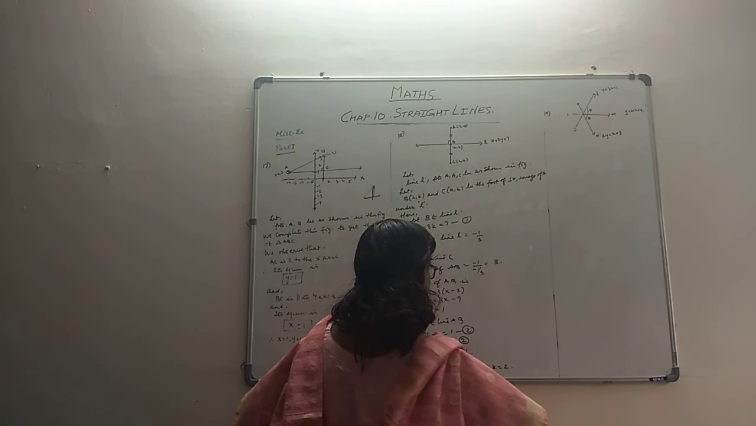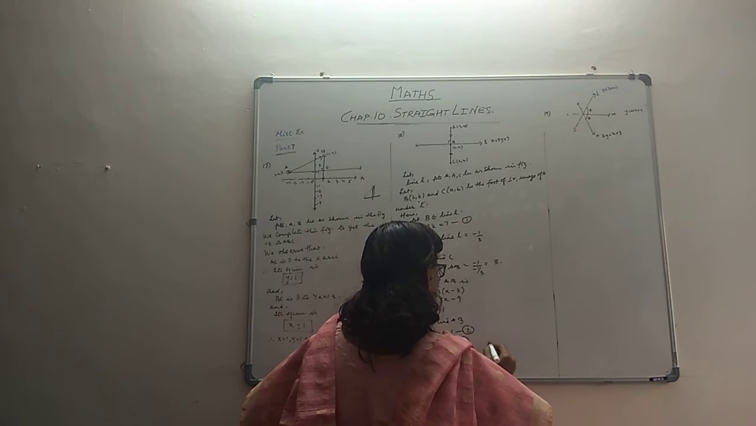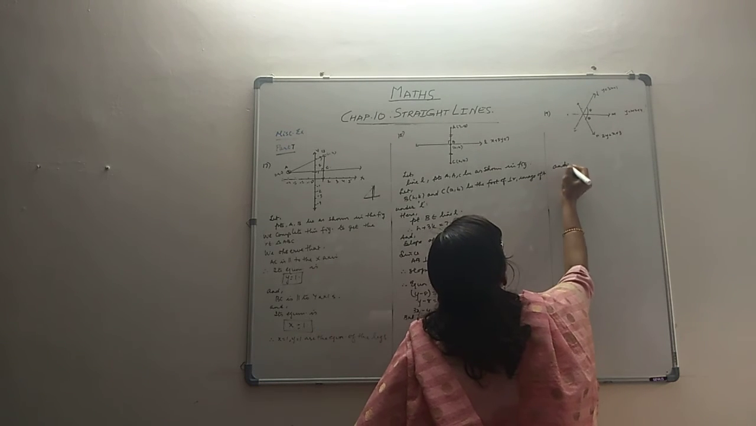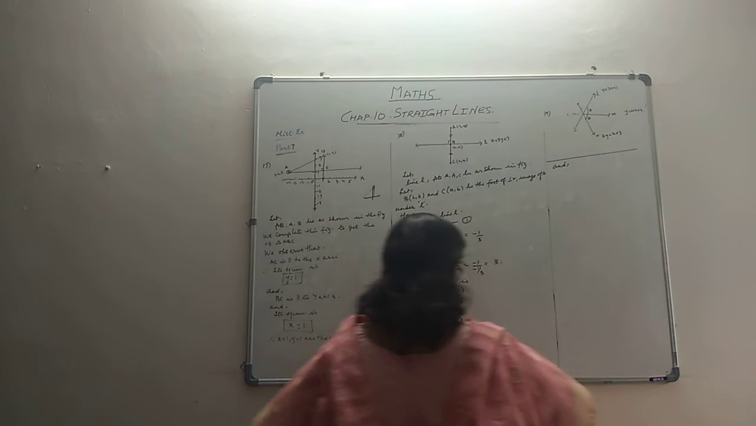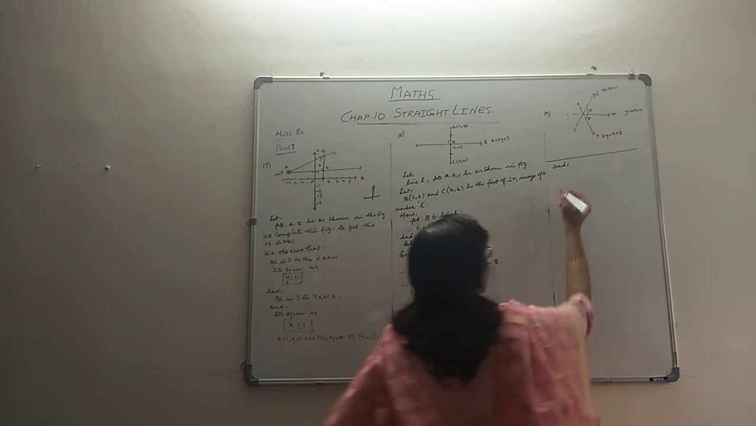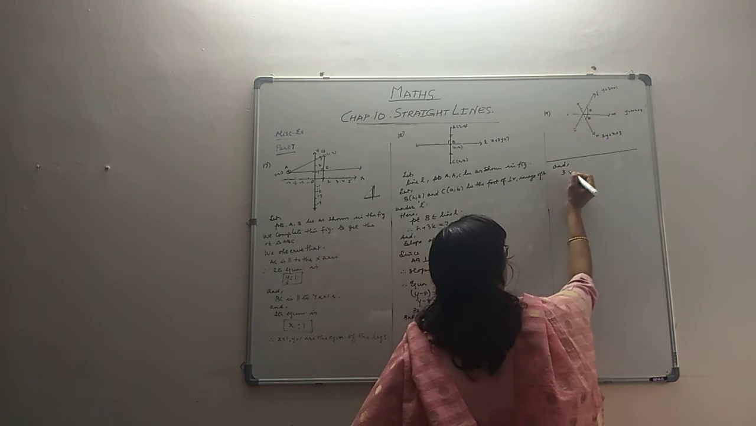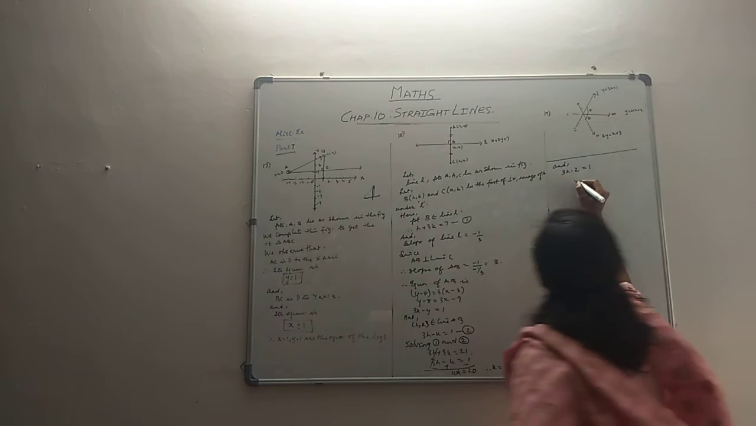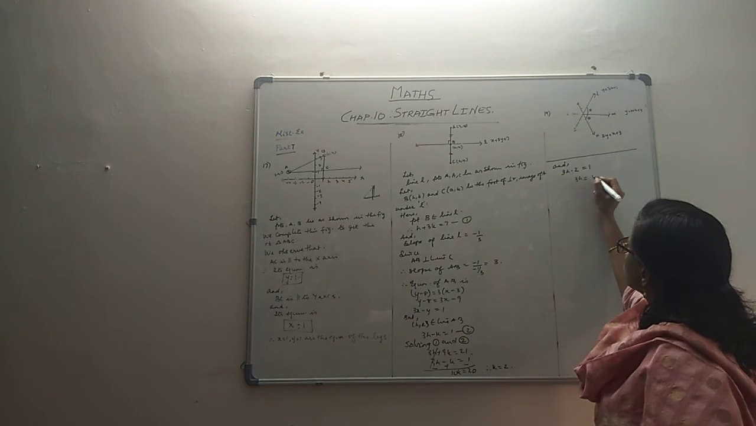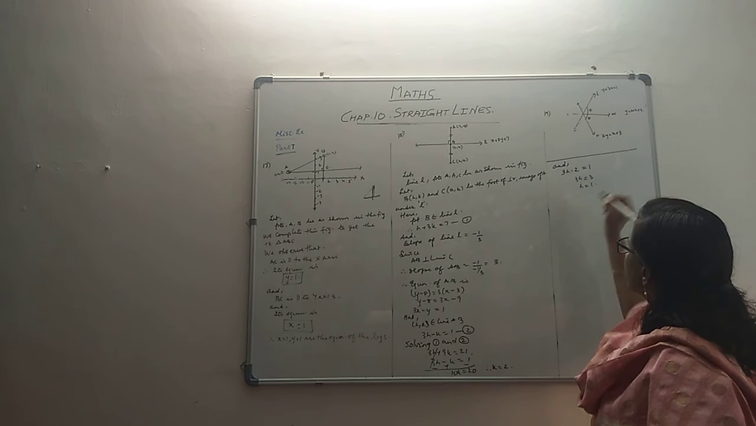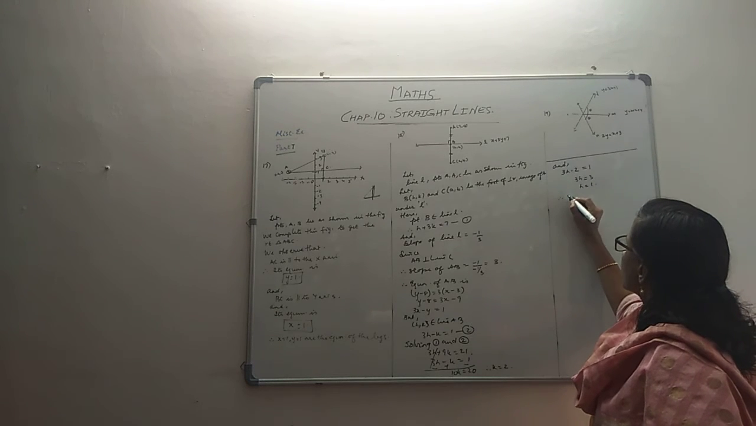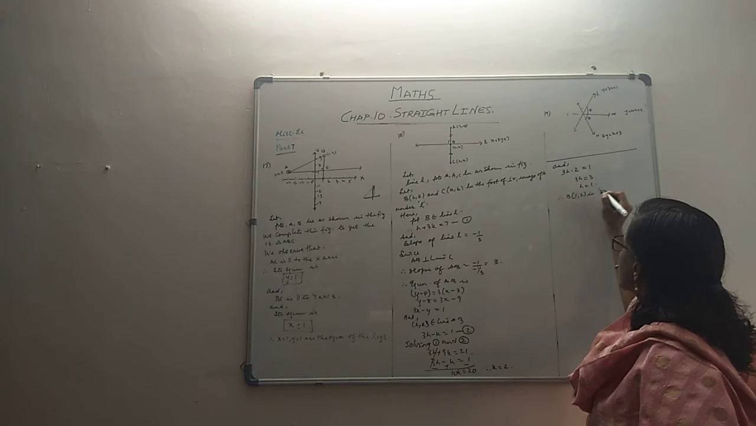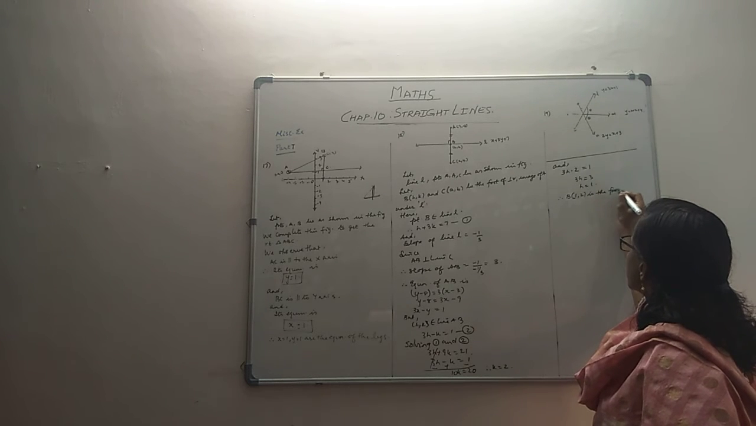So let's have the H also. I think I find this very simple, right? 3H minus K equal to 1. So 3H minus 2 equal to 1 will give you 3H equal to 3, so H is equal to 1. So therefore B, 1 comma 2, is the foot of the perpendicular.